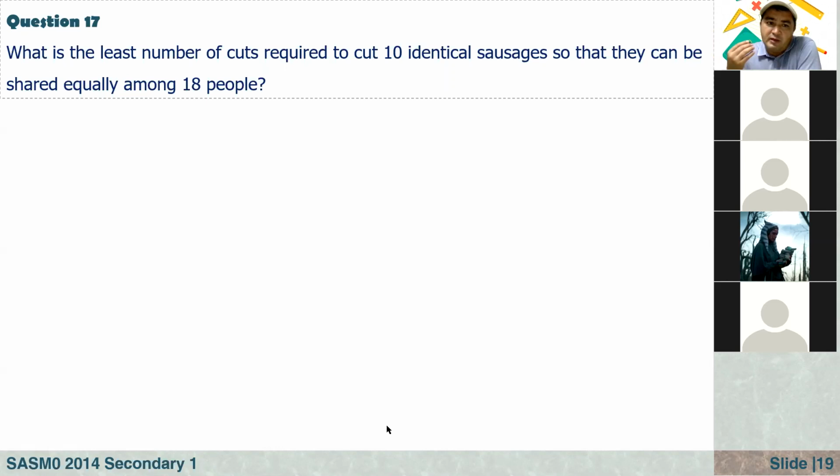So that means that to save money, actually you need to make the least number of cuts so that you can share these 10 identical sausages equally among 18 people. How would you do that?